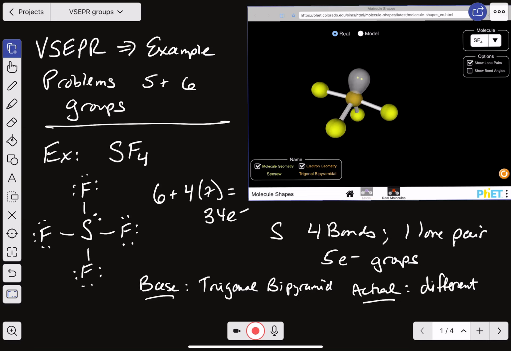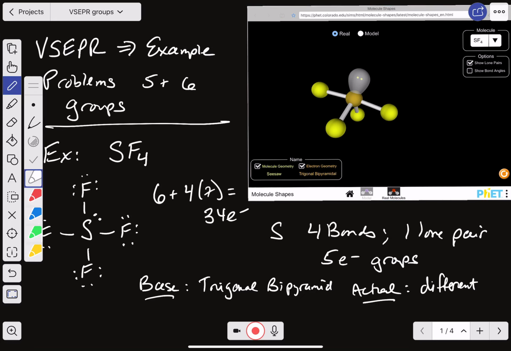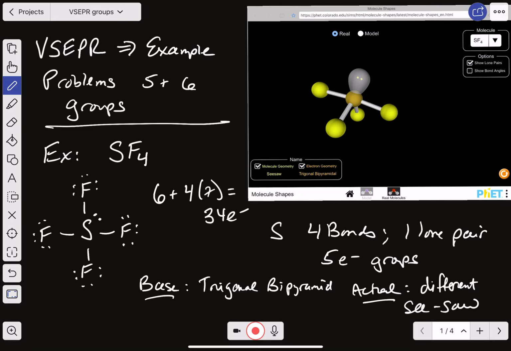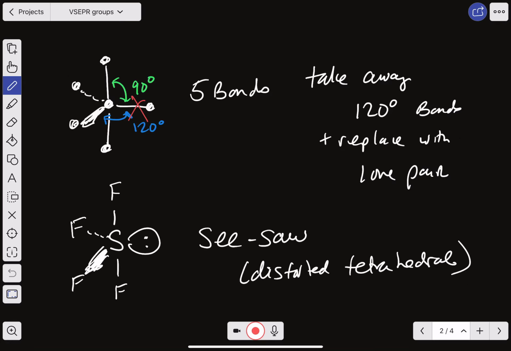So the answer to this one is, it's based on a trigonal bipyramid, but the actual molecular shape is different, and the actual shape is going to be a seesaw. Okay, so that's my first example. Let me go ahead, a couple slides here.